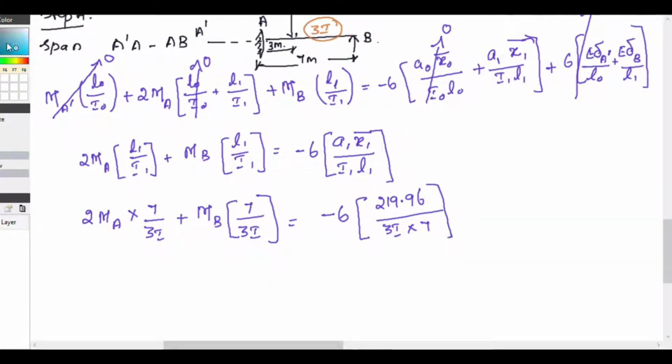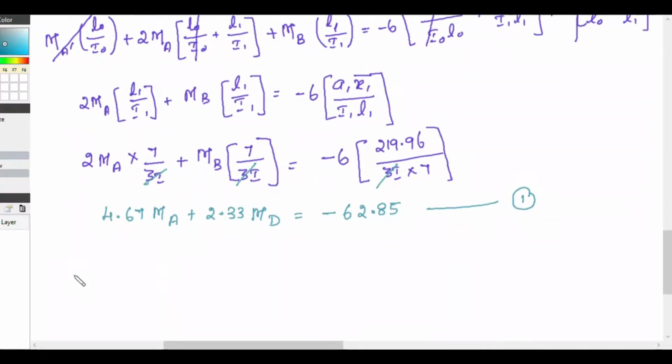So you can cancel this 3I, 3I, 3I. You get 4.67 MA plus 2.33 MB is equal to minus 62.85. This is our equation number 1.